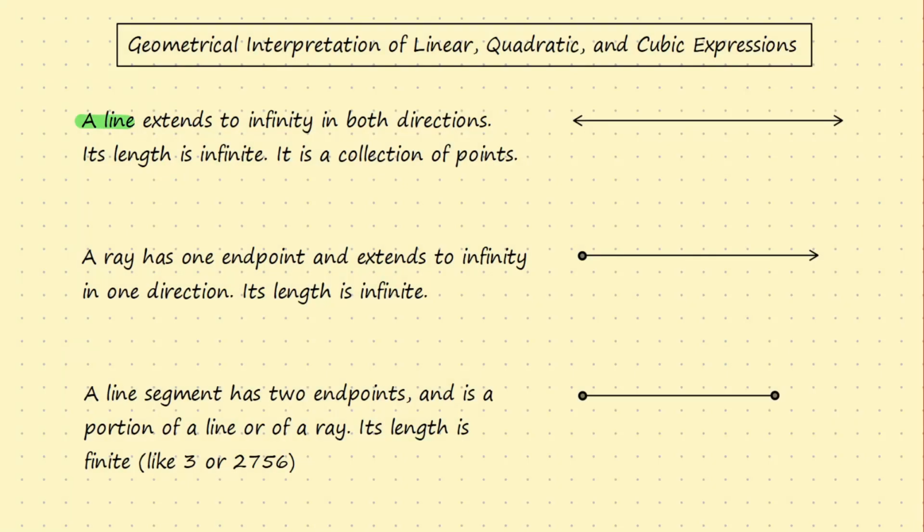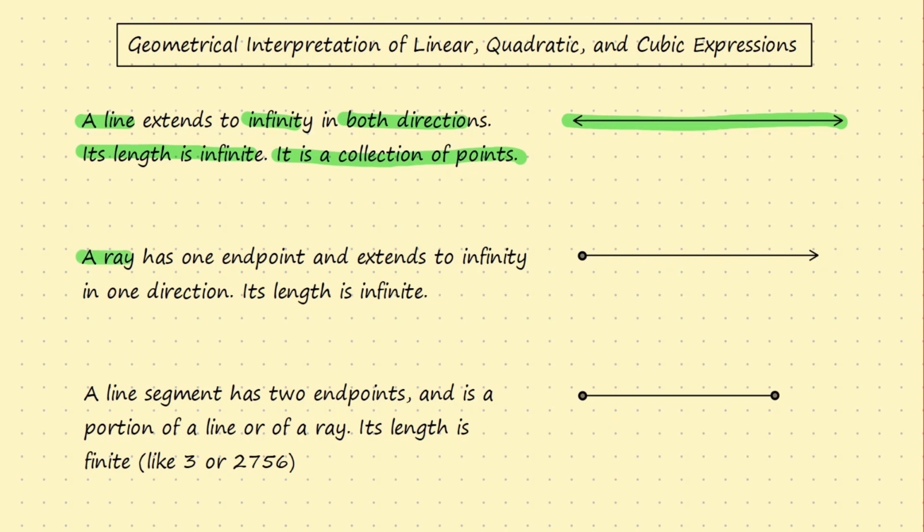A line is straight and one-dimensional, and it extends to infinity in both directions. We can show that like so. We draw a line with an arrow at both ends. It has infinite length, and it is a collection of points.